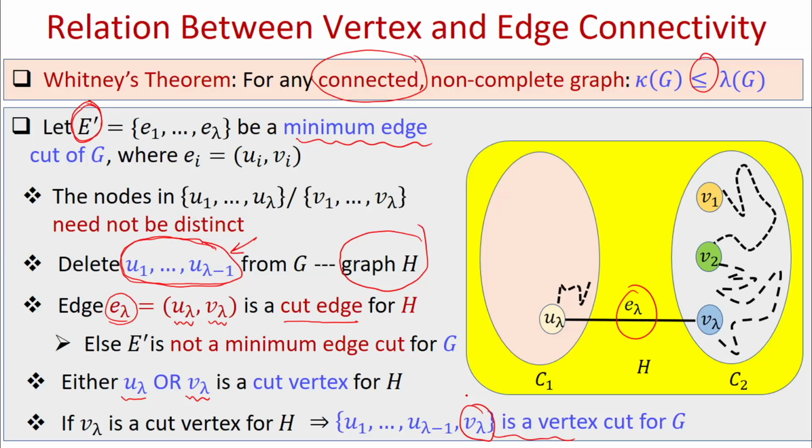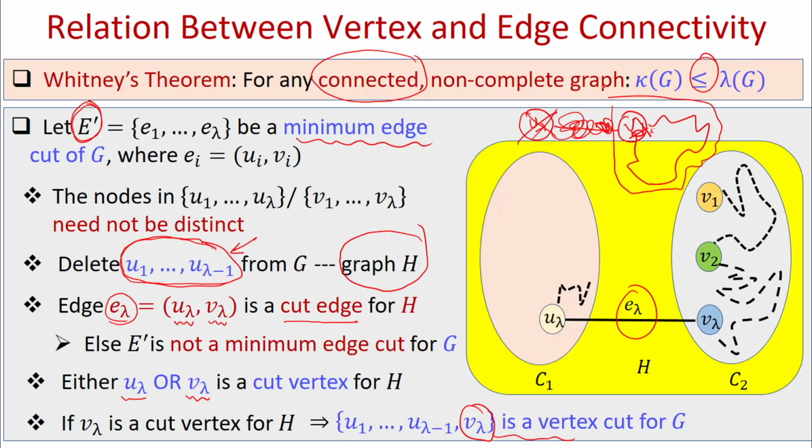Once you have removed the first lambda minus 1 edges and one of the endpoints of those lambda minus 1 edges in one of the components, you will be left with a cut edge, and your graph may be something as follows. So you might have u lambda, and then you have v lambda, and then the rest of the graph is still there. That means your reduced graph H is something like this. In that case, you can't say that if I just delete u lambda along with u1 to u lambda minus 1, I get a disconnected graph. No, by removing u lambda, you get the whole graph C2 as your reduced graph, which is connected. So in that case, you have not obtained a cut vertex, right?